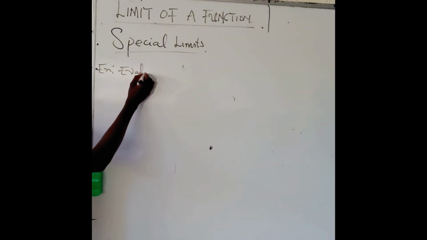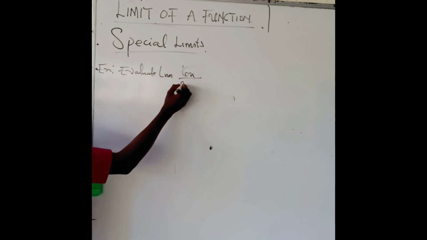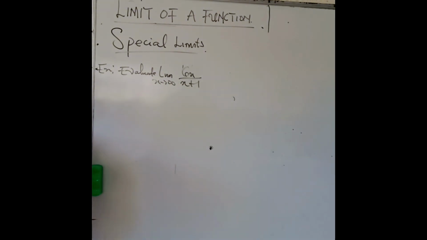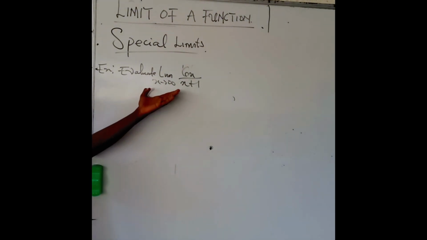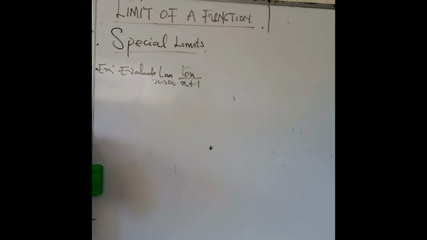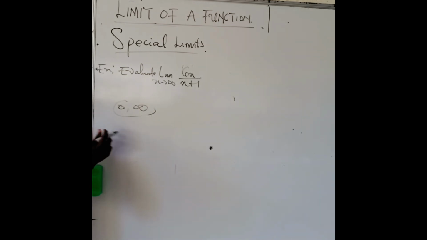Evaluate the limit of 6s over s plus 1 as s approaches infinity. Looking at this question, this is not a general function of a limit, because your a is what? A is 0 or infinity. So whenever you see this kind of approach as your a, it means the question is a special limit. And how are you going to solve it? It's going to be different from the way you solve the general function of a limit using direct substitution method.